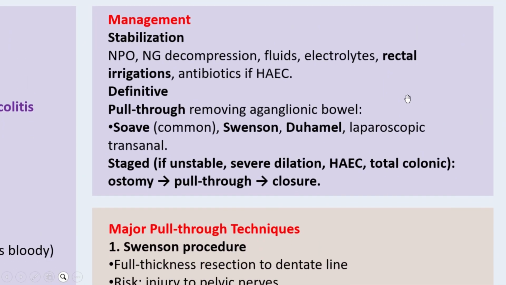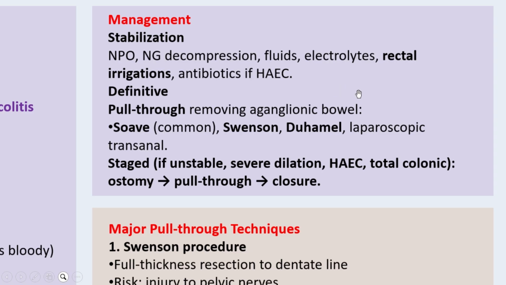So when it comes to the management of this condition, you want to first of all stabilize the patient, and this is very, very important. You want to keep the patient nil per os, but also you want to do NG decompression. You want to give fluids and electrolytes to compensate for those losses, maybe through the diarrhea or through the vomiting. You want to do rectal irrigations and antibiotics if you have Hirschsprung disease associated enterocolitis.